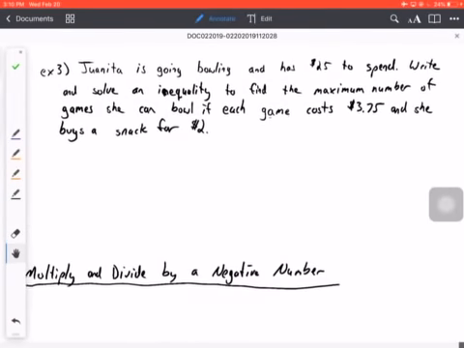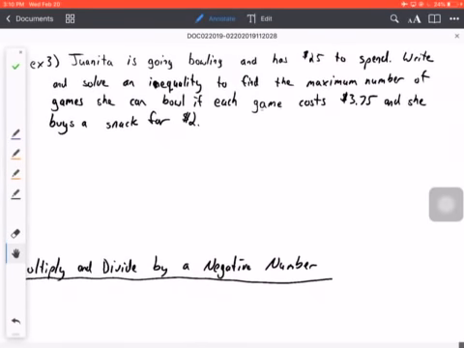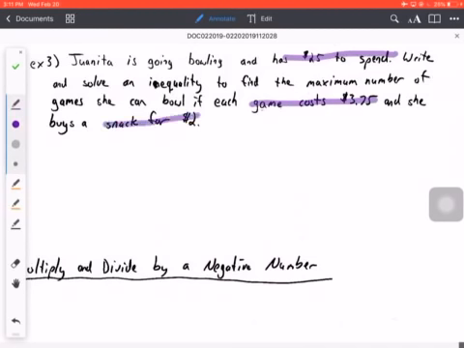Alright, so let's talk about example 3. Juanita is going bowling and has $25 to spend. Write and solve an inequality to find the maximum number of games she can bowl if each game costs $3.75 and she buys a snack for $2. Important information: $25 to spend, each game costs $3.75, and she buys a snack for $2. We want to find the maximum number of games. So, let's start by defining a variable. G equals games played.